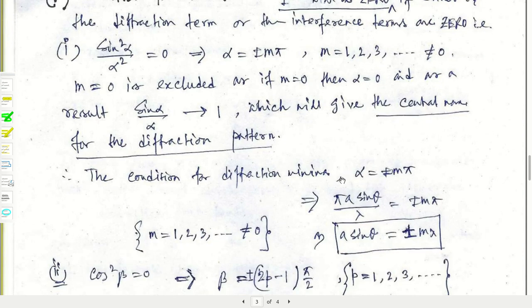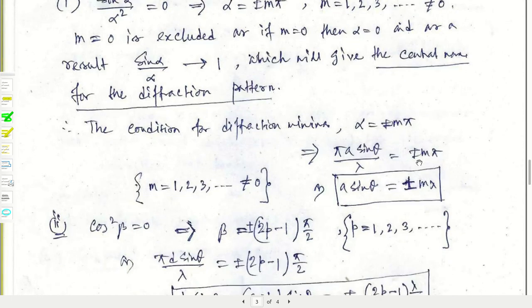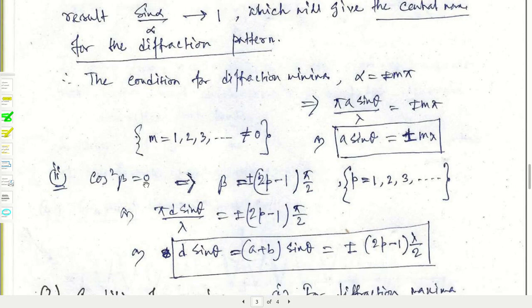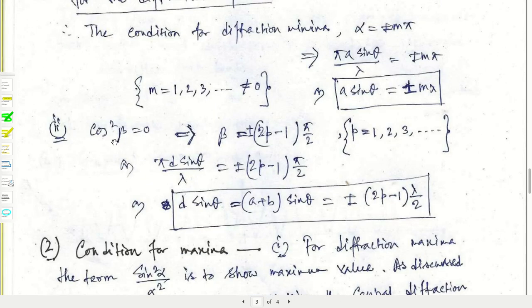So just take the formula as alpha is equal to plus minus m pi, where m is not equal to 0. It will give you the condition a sin theta is equal to plus minus m lambda, which will be the diffraction minima. We all know this very well. And for the interference minima, it is either/or condition.